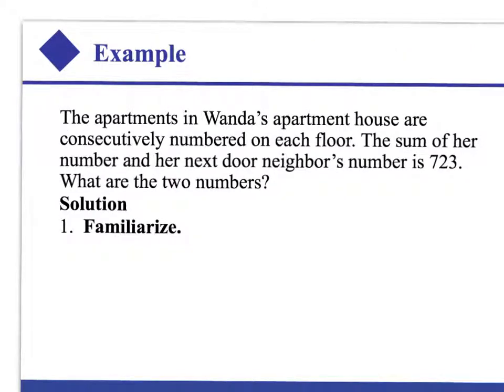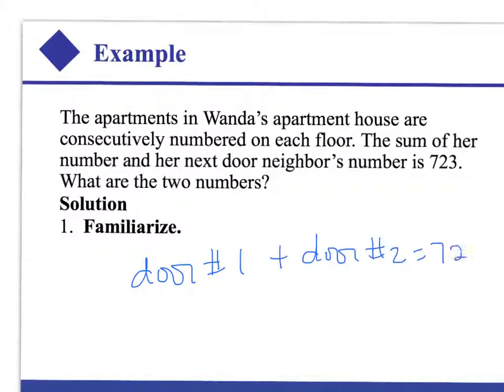So let's look at this problem. The apartments in Wanda's apartment house are consecutively numbered on each door. The sum of her number and her next door neighbor's number is 723. What are the two numbers? So we need to familiarize. We're looking for door number 1 plus door number 2 equals 723 because we're adding them up.